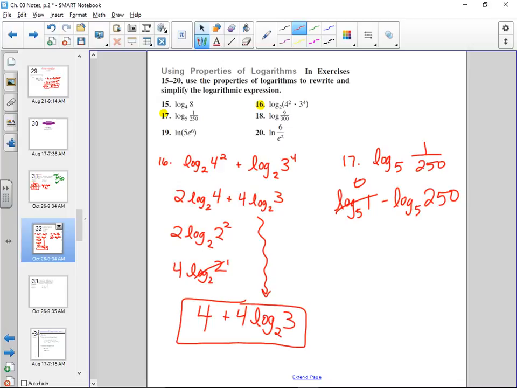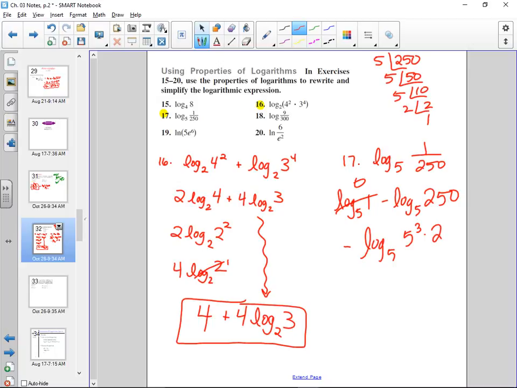5 and 250. I wonder if those are related. How can we figure out how they're related? Take 250 and why not? Let's break them down. Plug in a 5, that would be 50. Plug in a 5, that would be 10. Plug in a 5, that would be 2. So couldn't I make that negative, 0 minus log base 5 of 5 cubed times 2? Right? Does that make sense? Why did I do that?